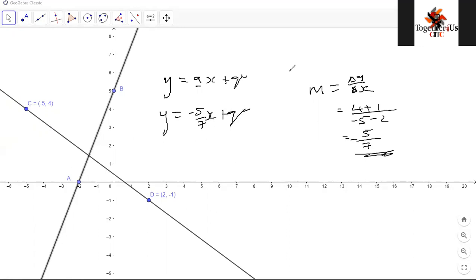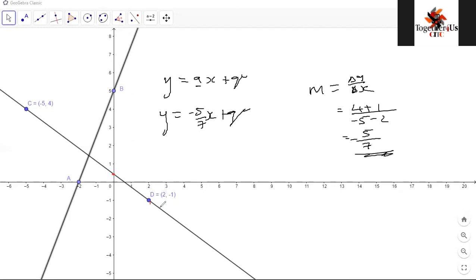Now to find the q, which, by the way, I hope you remember, is the y-intercept. If you look at the diagram, this is the point that I'm trying to find. There's no point in substituting 0 here because I'm going to get q equals y, but what is y? I need a value. So I'm going to substitute one of these points, either point D or point C. Any of them will work.